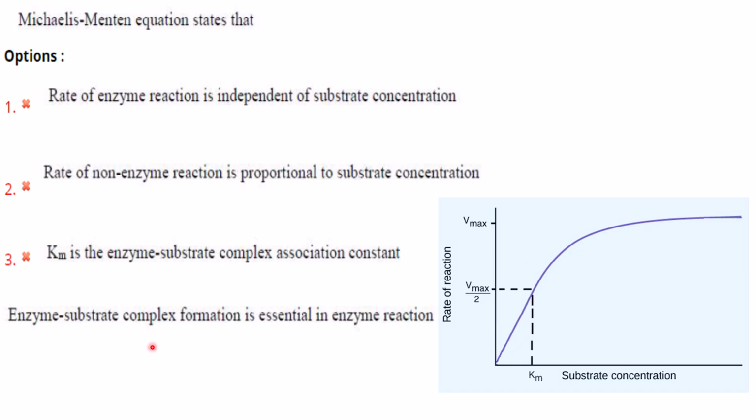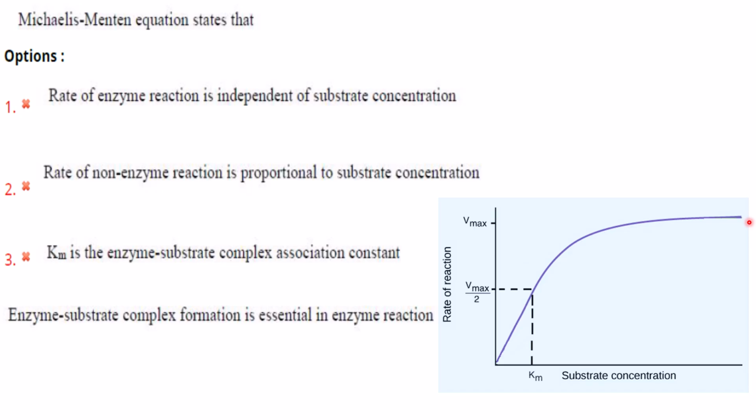Then the Michaelis-Menten equation states the rate of enzyme reaction is independent of substrate concentration. See here, this is the rate of reaction, this is substrate concentration. As substrate concentration increases, rate also increases, and there is a stage where it reaches the Vmax, which states that your enzyme is fully saturated with the substrate. There is no single enzyme molecule that is not bound to the substrate. At that time, it reaches the maximum velocity.